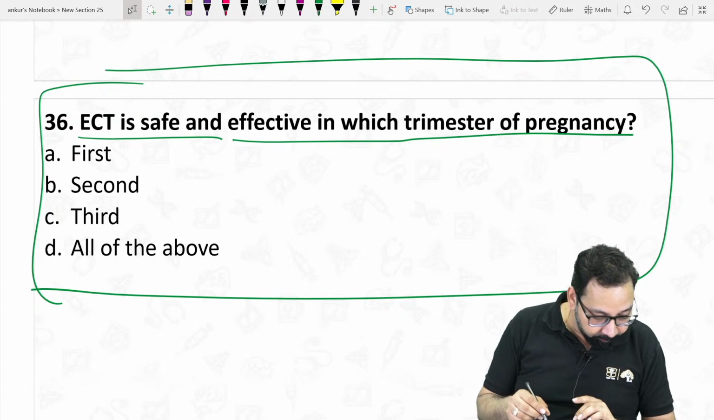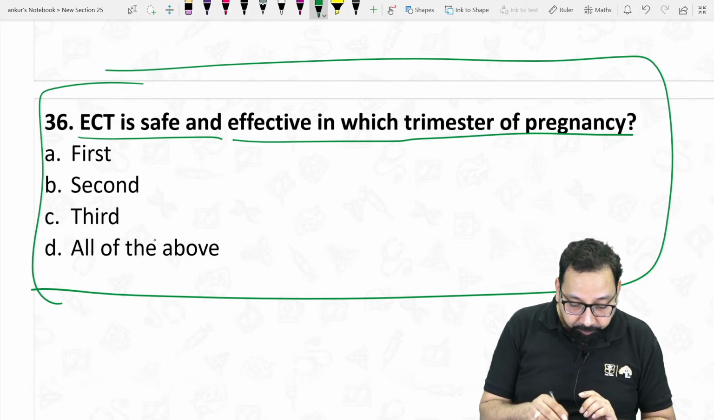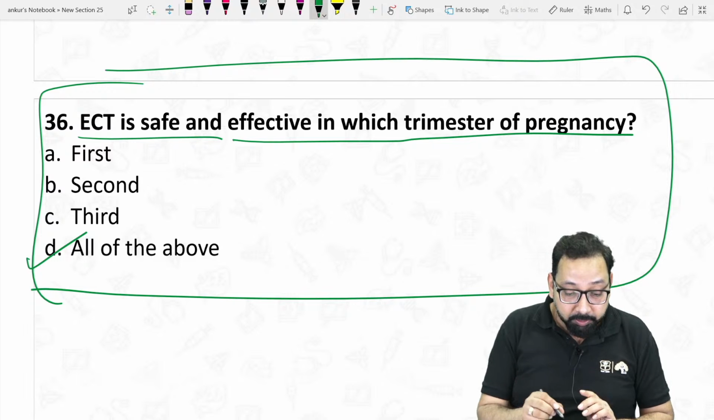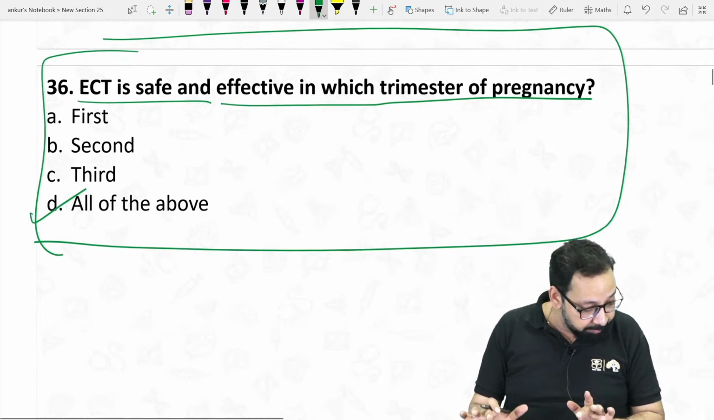Yes, that is all of the above. ECT is safe and effective in all trimesters of pregnancy.